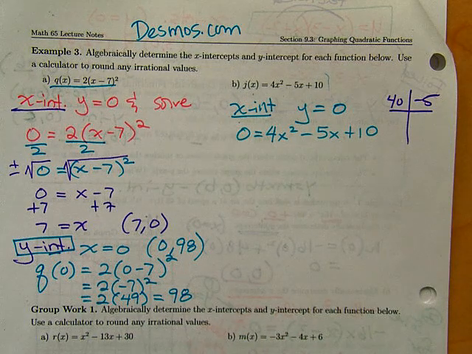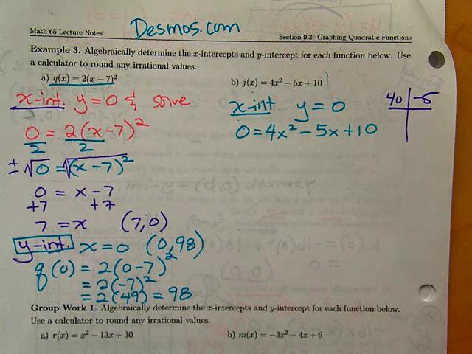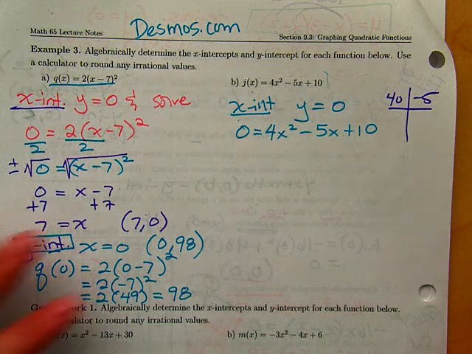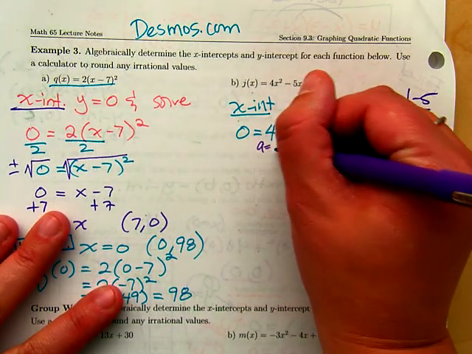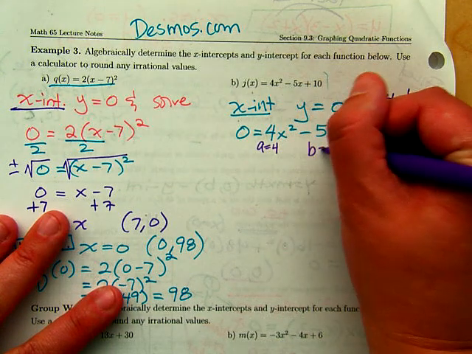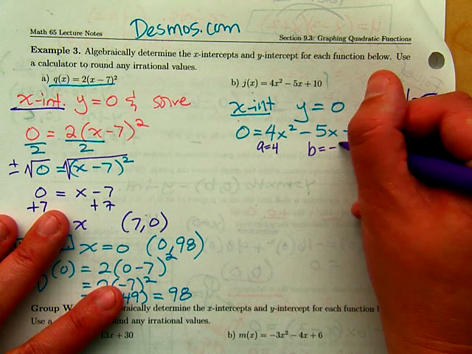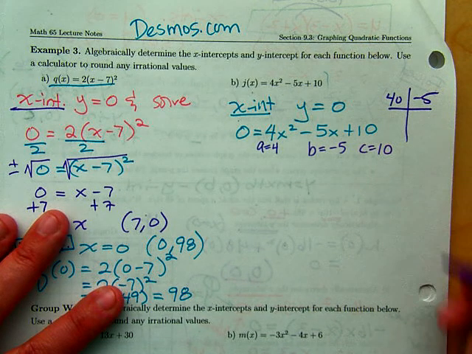Do you kind of see why that would be impossible? A positive 40? All the factors are going to be too big, and because they have to be the same signs. So that means I'm left to the quadratic formula. A equals 4, B equals negative 5, C equals 10.